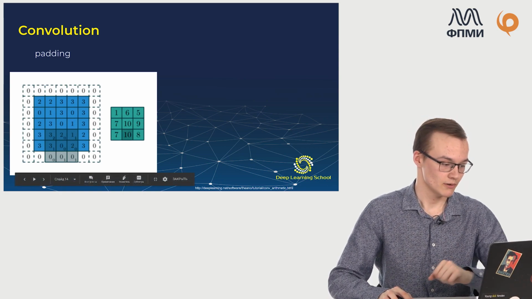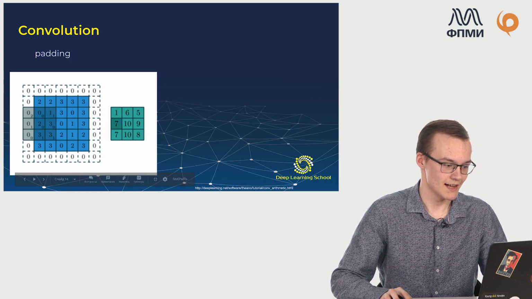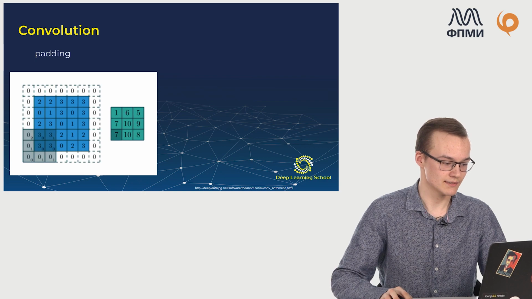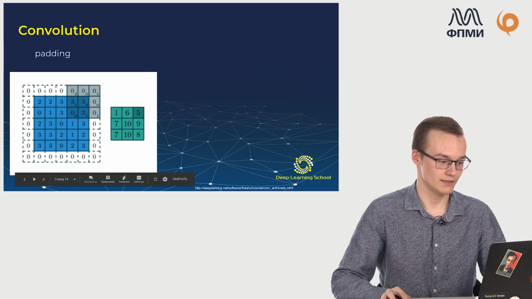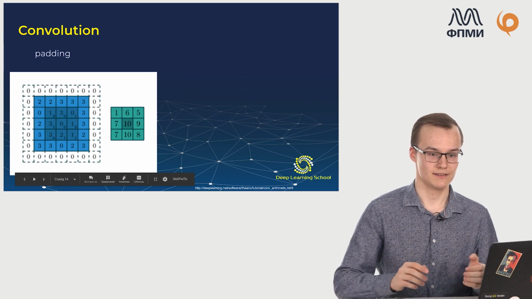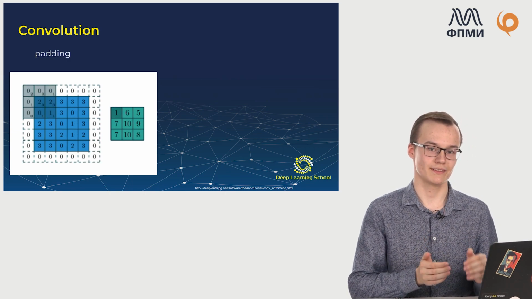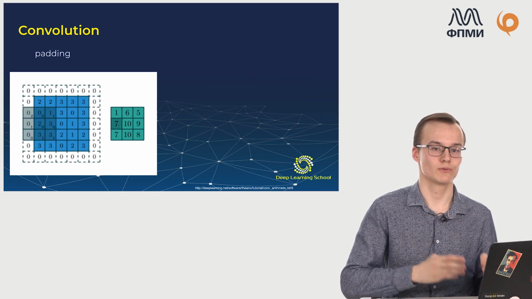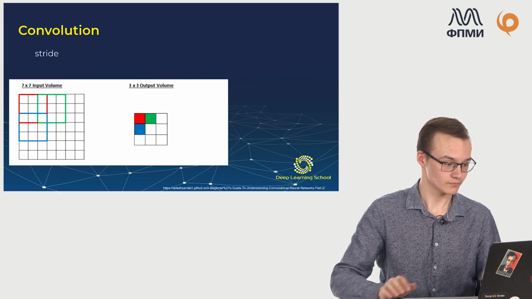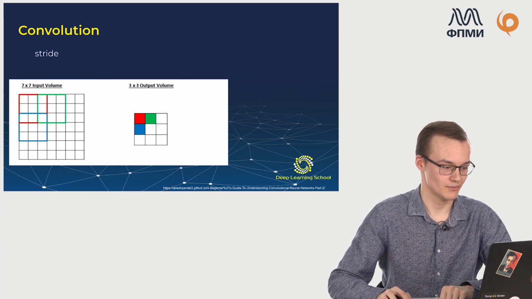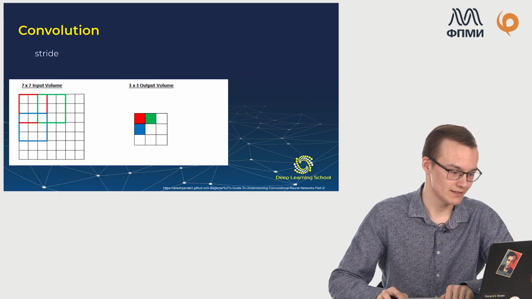What is a stride? Well, as you can see, the window slides through the image, but it doesn't slide by 1 pixel. When it changes its position, it's changing by 2 pixels. And the number of pixels the kernel or the filter goes to the right or to the bottom is called stride.